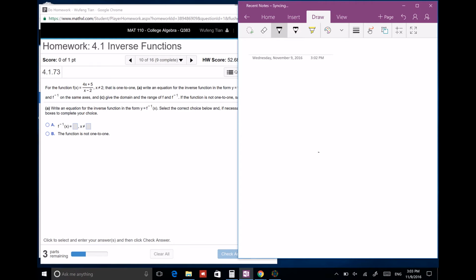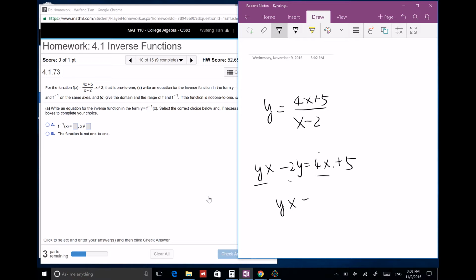Alright, so suppose for the function y equals (x minus 2)/(4x plus 5), and that is one-to-one, write the equation of the inverse function. So what do we do? We solve for x. So yx minus 2y equals 4x plus 5. Solve for x. Shift 2y to this side, so it's yx minus 4x equals 5 plus 2y.